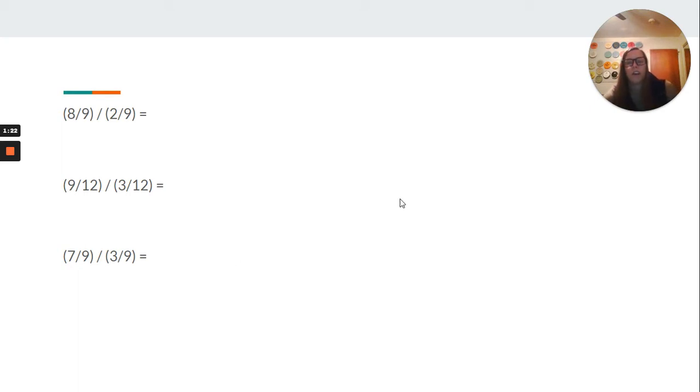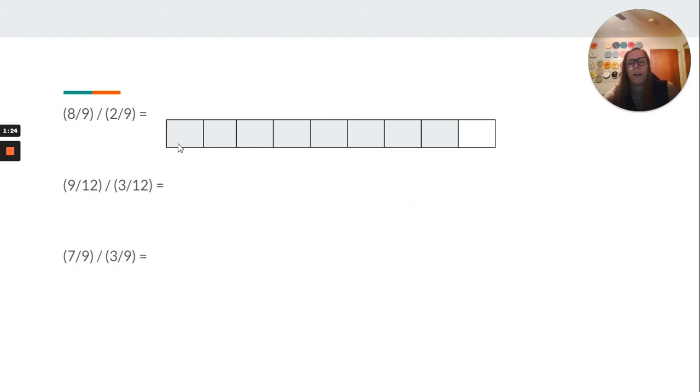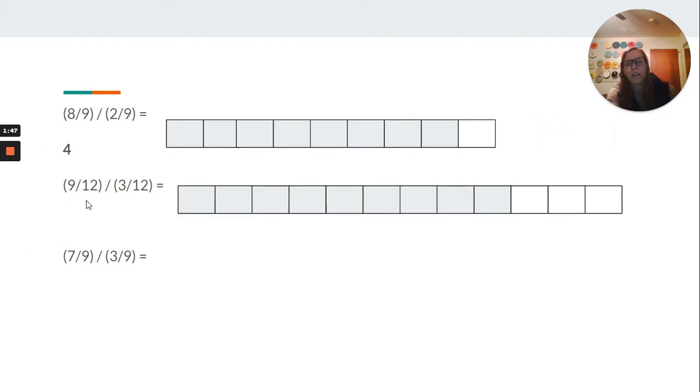So how do we figure that out? Well, we're going to take this fraction bar. We have 9 squares, 8 of them are shaded. Our answer is 4. How can we divide 8/9 into 2? Well, 8 divided by 2 is 4. Okay? Sounds pretty easy. So look at the next one.